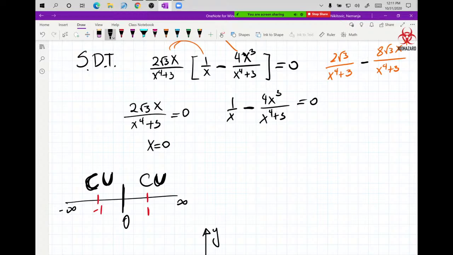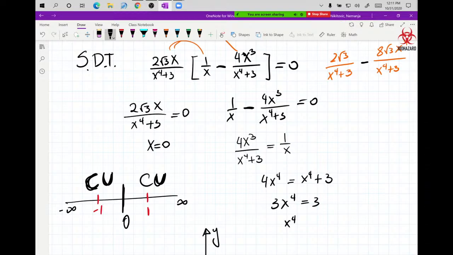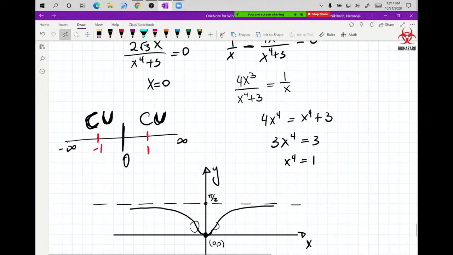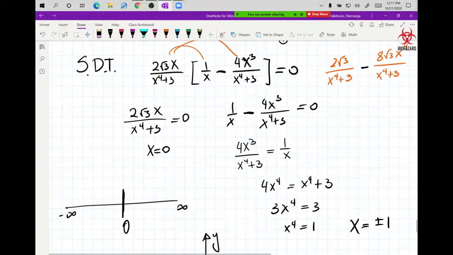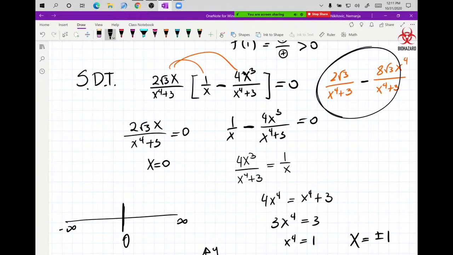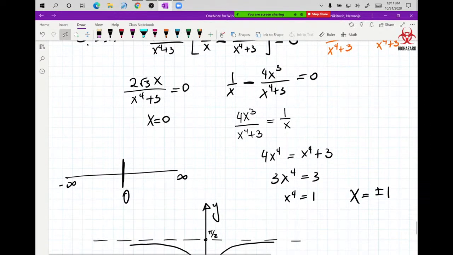All right, so now I have 4x cubed over x to the 4th plus 3 equals 1 over x. Cross multiply, you get 4x to the 4th equals x to the 4th plus 3. That's 3x to the 4th equals 3. x to the 4th equals 1. Holy nightmare. x equals plus or minus 1. That's why the whole thing looked weird and bad, because of the wrong sign. And I didn't catch it because even the one that I did the check with had the wrong sign. And obviously it didn't work.